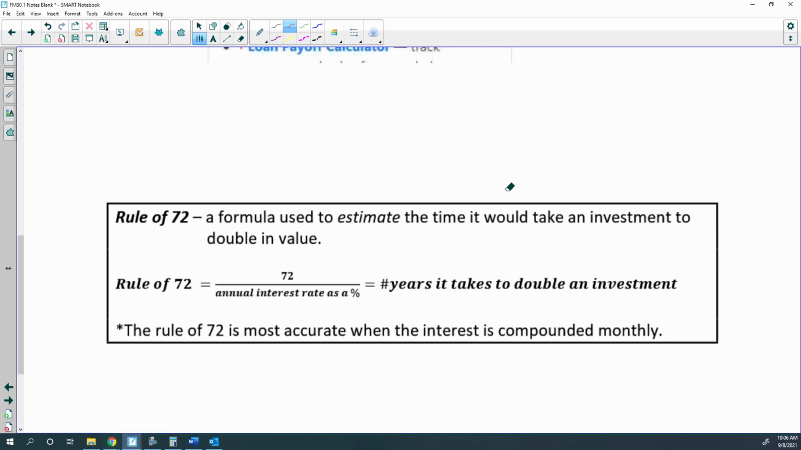And then the last thing that we're going to be doing is this rule of 72. So it's just a really quick way to estimate the time it would take an investment to double in value. And the reason why it's called the rule of 72 is you take 72 divided by the annual interest rate, and it's got to be as a percent, and that'll get you the number of years it takes to double your investment. Just a note, the rule of 72 works best with compounded monthly. Every other compounding period, it will be off by a bit.